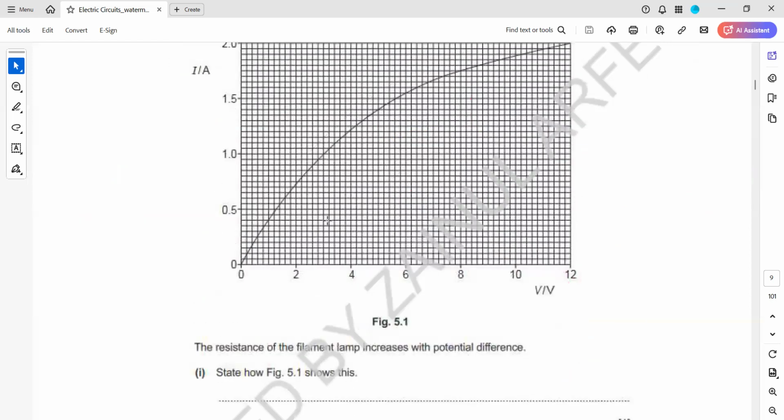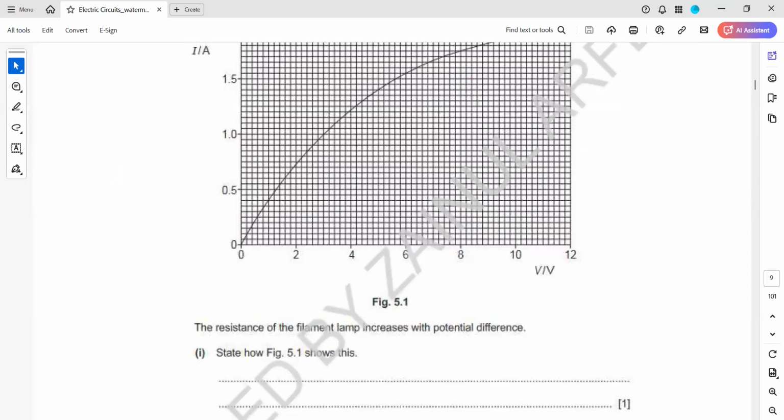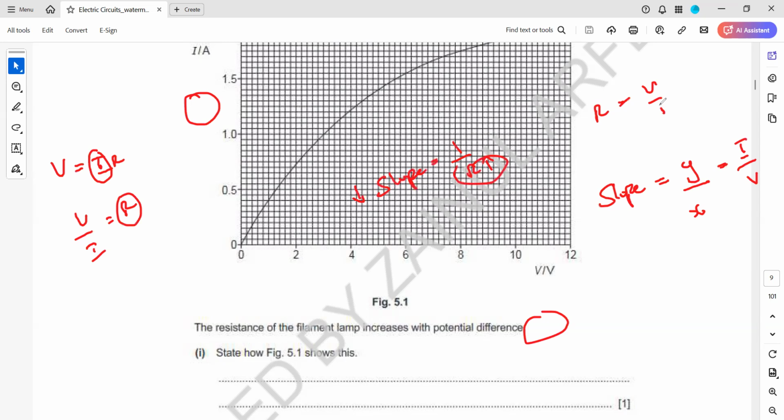In part B, the resistance of a filament lamp increases with the potential. State how figure 5.1 shows this. Resistance is the ratio between voltage and current. If the slope is decreasing, then resistance is increasing, and resistance is actually the ratio between voltage and current. So the ratio between voltage and current is increasing. That shows that the resistance of this conductor or material is also increasing.